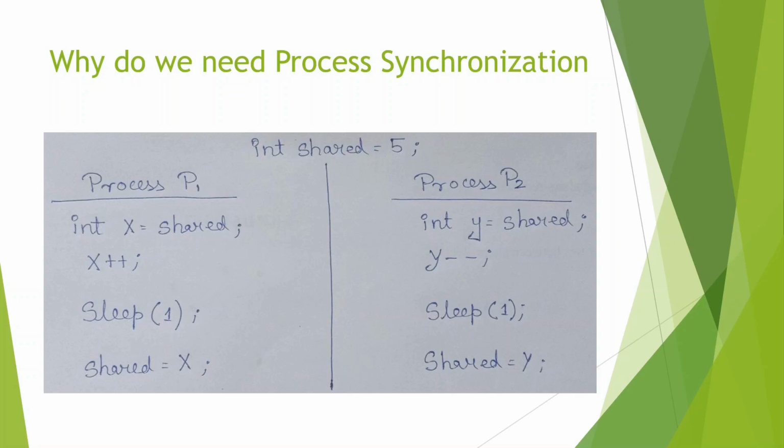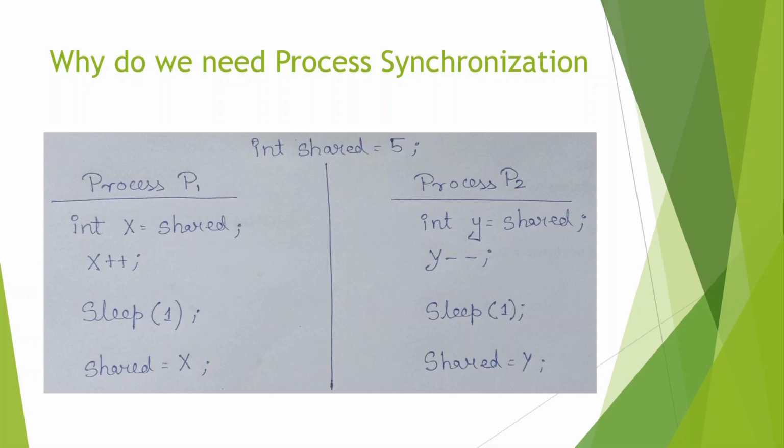And then comes the sleep instruction. What does the sleep instruction do? It pauses the process P1, and the processor sends P1 to the waiting state and brings in process P2. So for 1 second, the process P1 is paused. There is a context switch here and the control goes to int y equal to shared. Here the y value is 5, and then y minus minus gives 4. So the y value is 4.